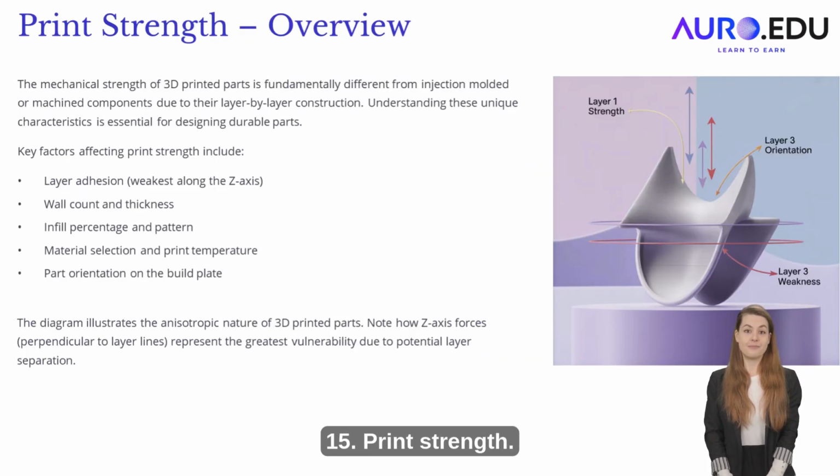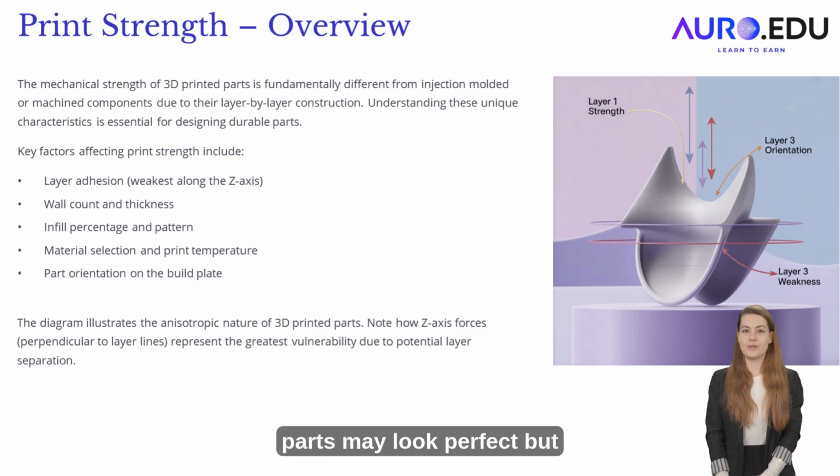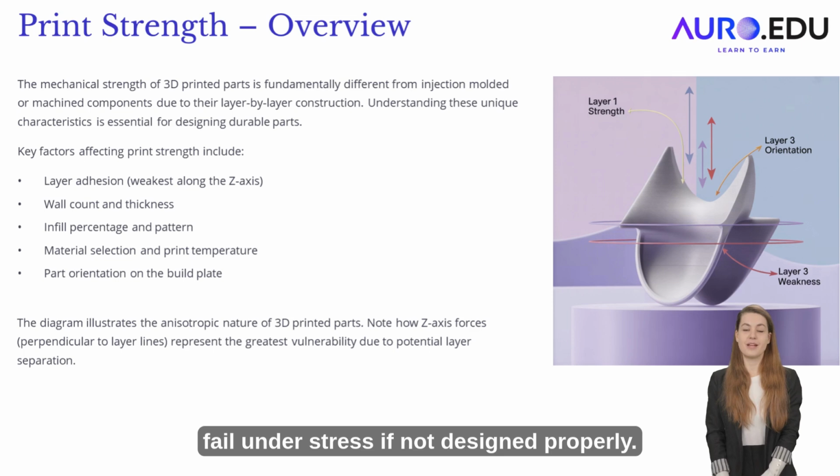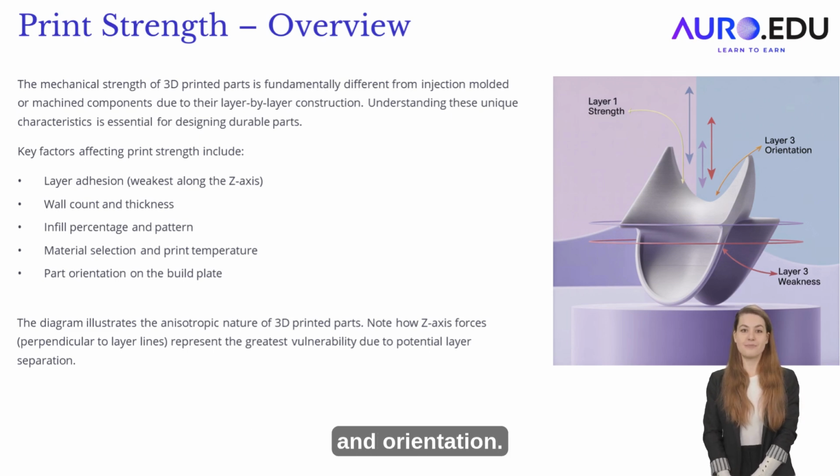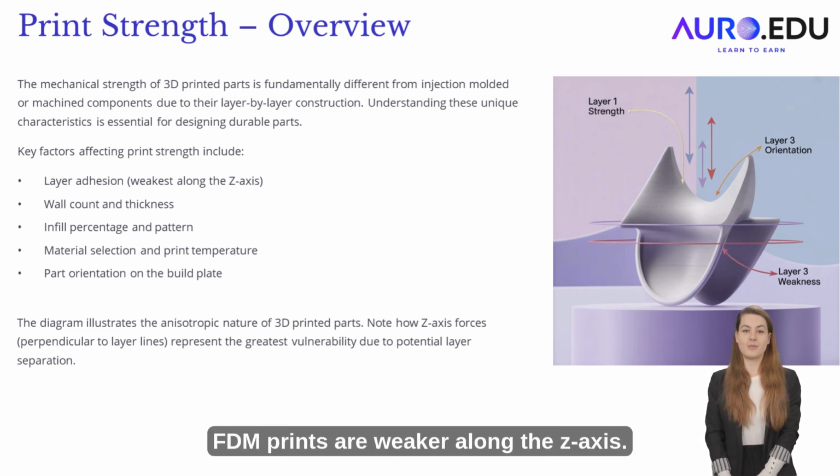15. Print strength. Overview. Parts may look perfect, but fail under stress if not designed properly. Strength in 3D prints depends on wall count, layer bonding, material choice, and orientation. FDM prints are weaker along the Z-axis. Knowing how to orient your model is key.